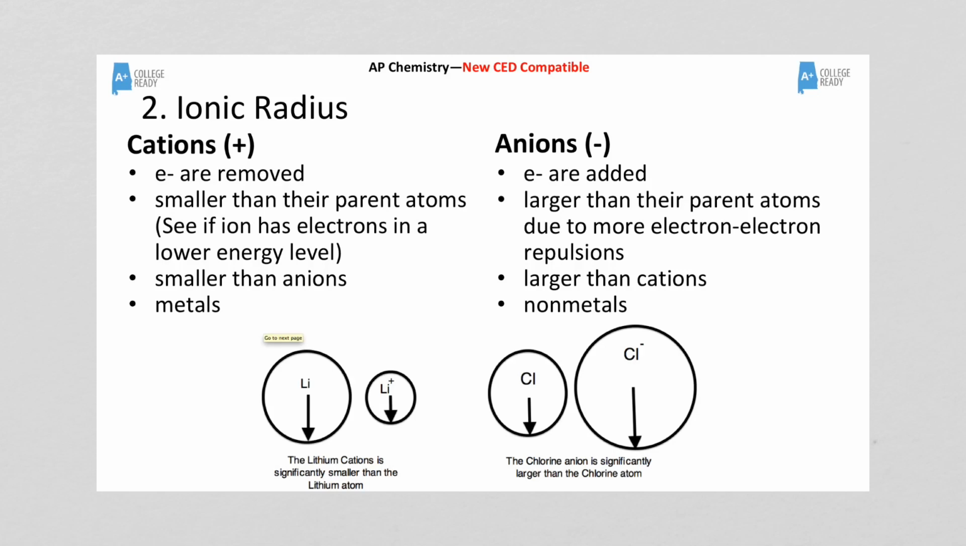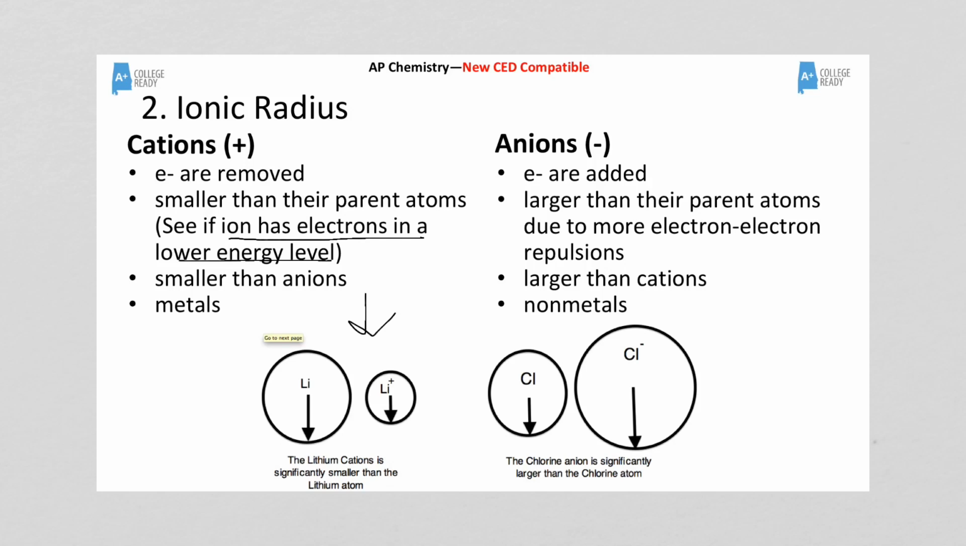So number 2 is the ionic radius. Notice two types of ions. Cations are positive and anions are negative. So let's focus on cations first. Remember, this is where electrons are removed. And notice, here's an example with lithium, that cations are smaller than their parent atoms. We can see this lithium ion is smaller than the lithium atom. So let's think, why would this be so? Notice in parentheses it says the ion has electrons in a lower energy level.